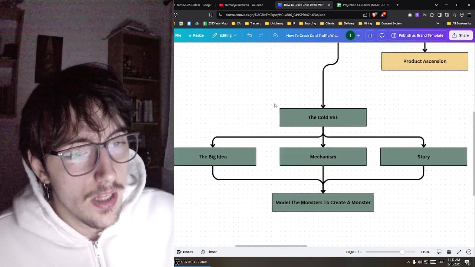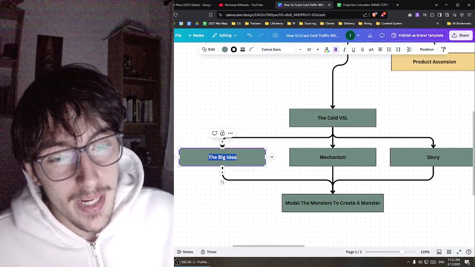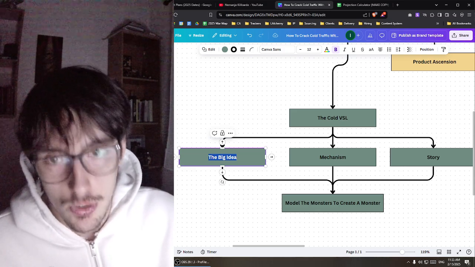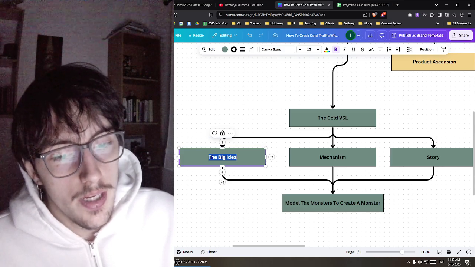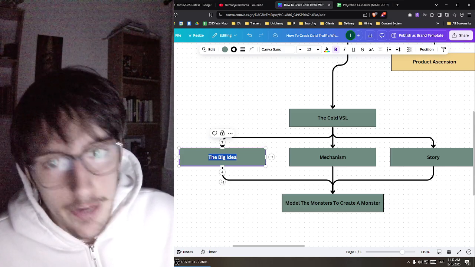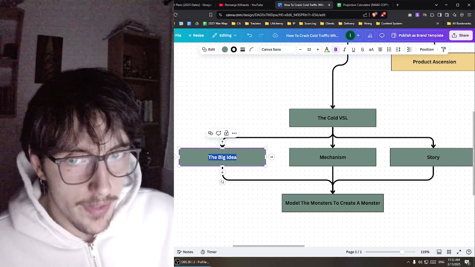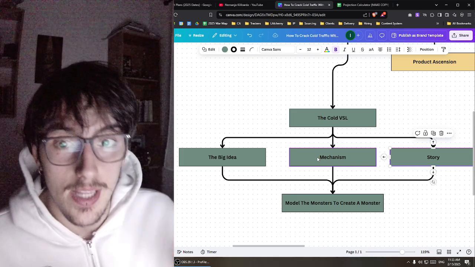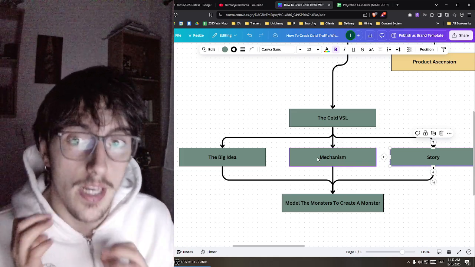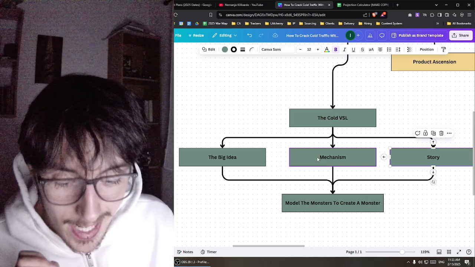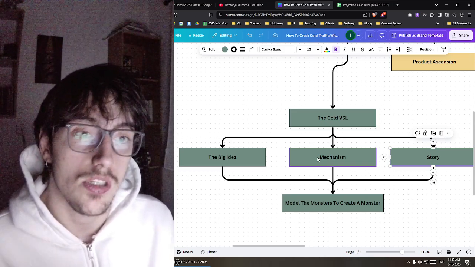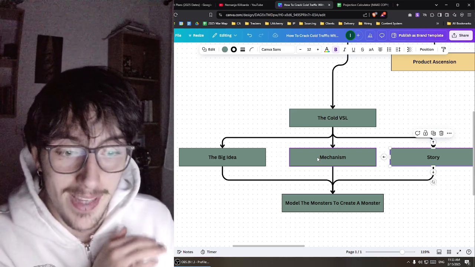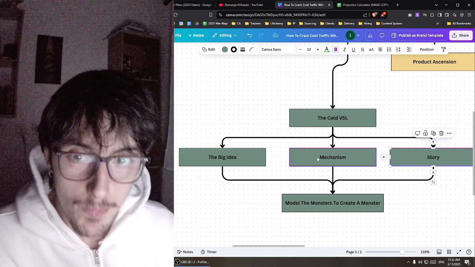For the cold VSL, you definitely need a big idea. You need a big disruptive idea that's going to take the market by storm. If you do not have this, it is very hard to crack cold traffic. And also mechanism and story, you need those as well. You need this whole thing to have airtight levels of congruency. Everything needs to be airtight. Everything needs to be on point.